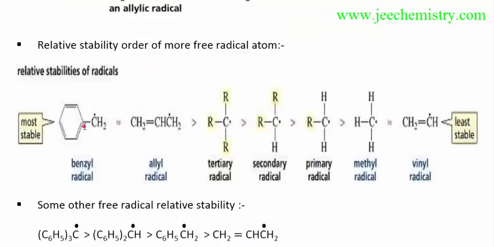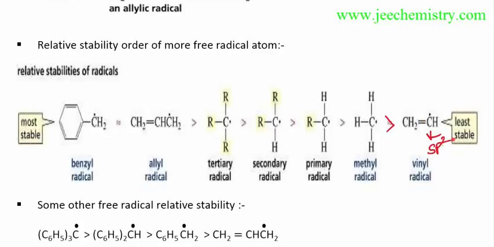I will arrange the order of free radical stability. This is a benzyl radical, this is an allyl radical. The benzyl radical is more stable than the allyl radical. This will provide hyperconjugation, 3, 2, 1 hyperconjugation, and also the I effect. So the order increases. This one is very less stable. This is coming in the last. Why is this coming in the last?